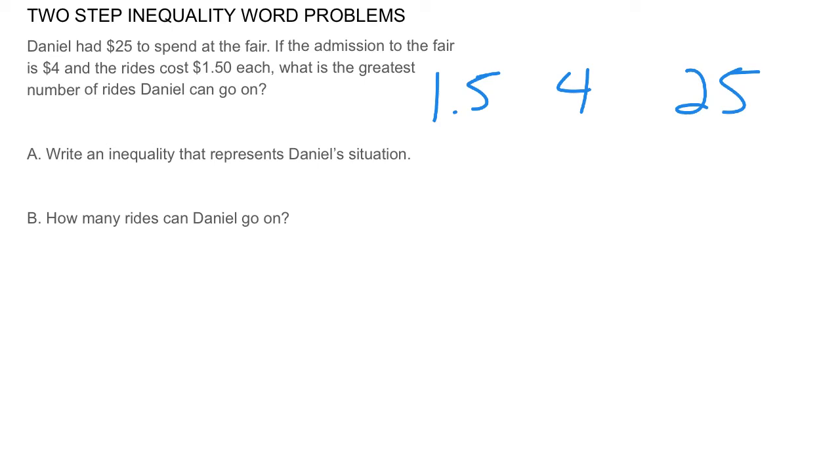And the $1.50 is attached to the number of rides. So I actually need to do multiplication there. So I'm going to put a 1.5x there. And then the additional fee needs to be added. So on one side of the inequality, we have $1.50 times the number of rides, which is x, plus 4. And then on the other side, we have 25. The question now is, what goes in between?